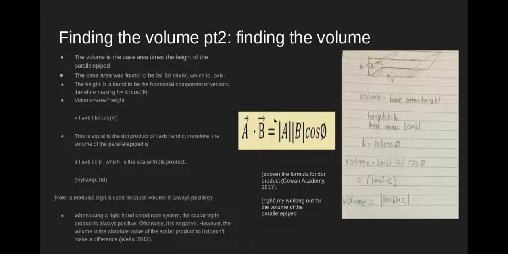And you see here, this is very similar to the dot product formula, modulus of A modulus of B cos phi. So you can write this as the dot product of A cross B and C. So the volume is equal to the modulus of that. It's because depending on what handedness you use, if you use a right-hand coordinate system, your scalar triple product will always be positive. Otherwise you'll get a negative scalar product.